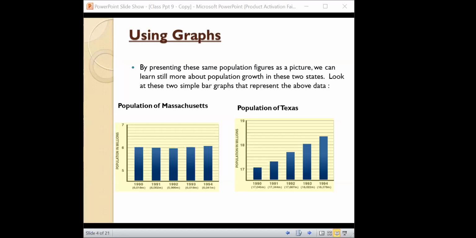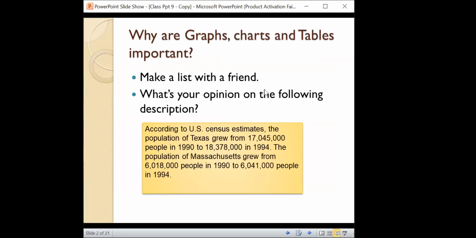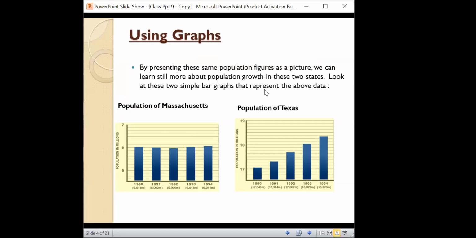So I think a lot of you have noticed the graph. Let me just show you the three slides again. This is the description, this is the table and this is the graph. You will see that it's really easy for us to see the trends highlighted, as opposed to just basic description.